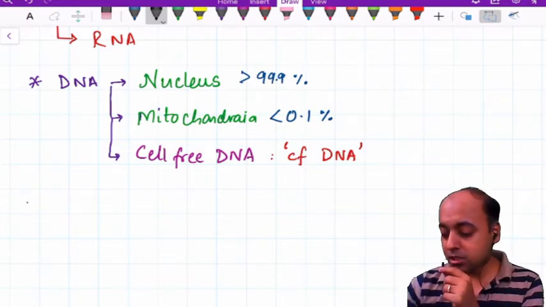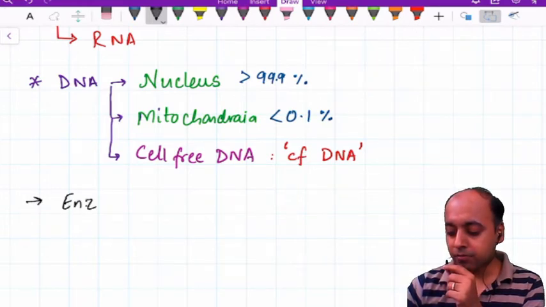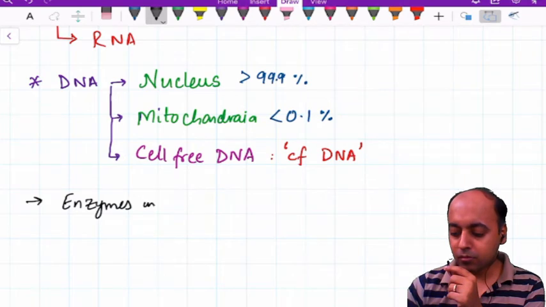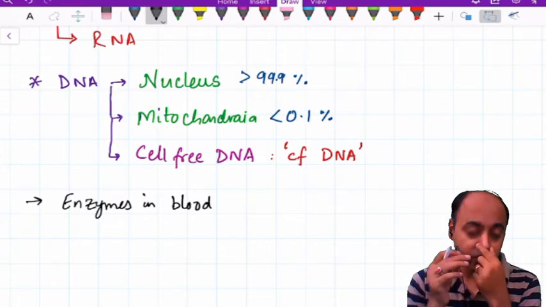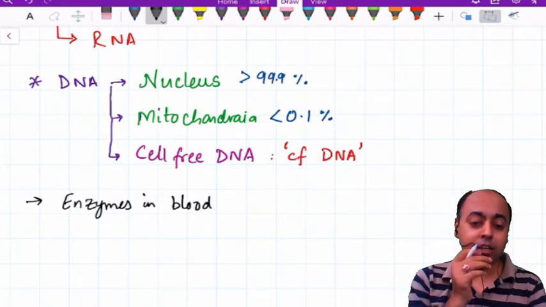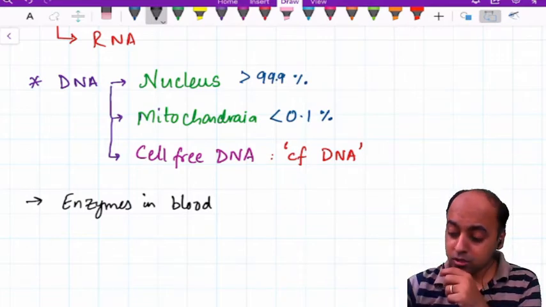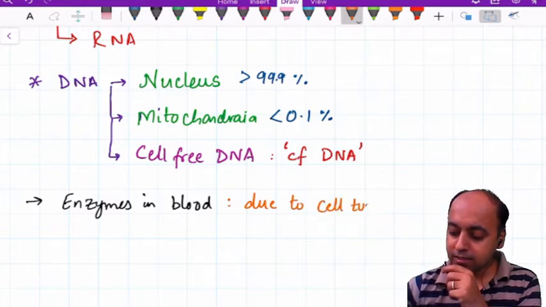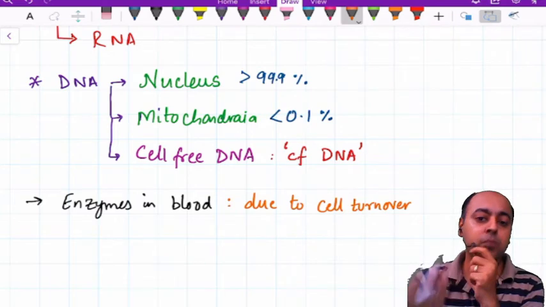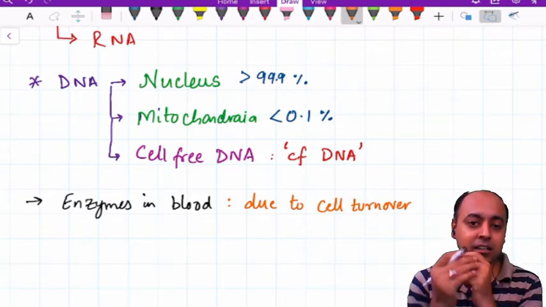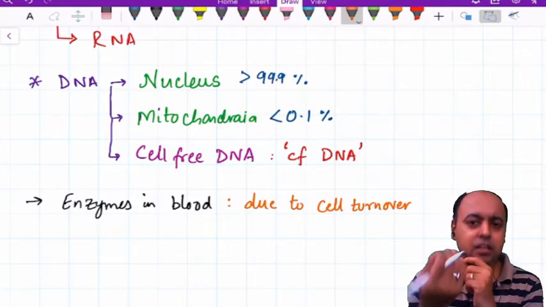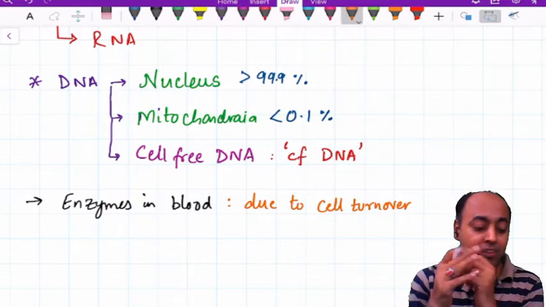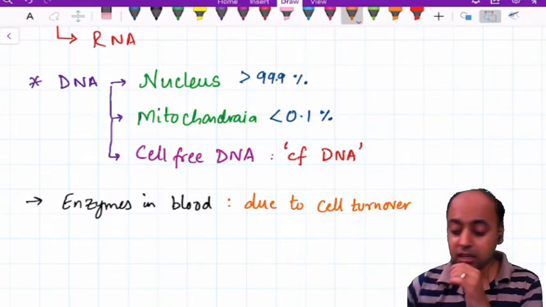See, when you measure the enzymes in the blood, there are a lot of enzymes in the blood, but I told you a large amount of those enzymes are actually not having any function. We call them the non-functional enzymes. However, they are present in the blood due to, what is the cause? Due to cell turnover. When the cells die, some of their content will spill into the blood and we can measure those enzymes, and we have a basal level of those enzymes based on the basal rate of cellular turnover.